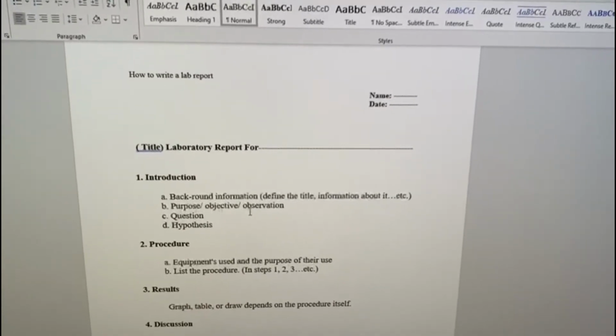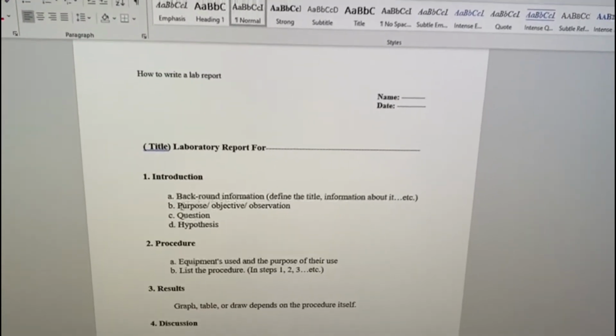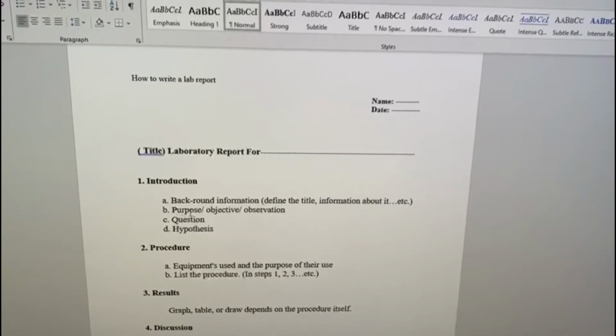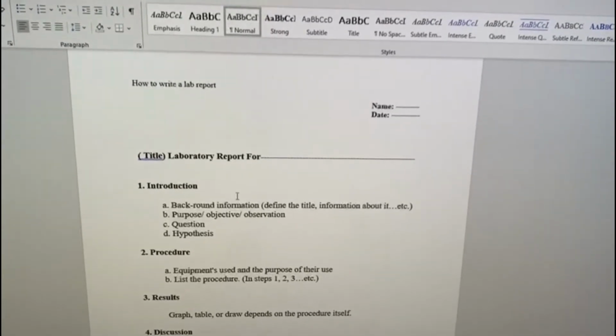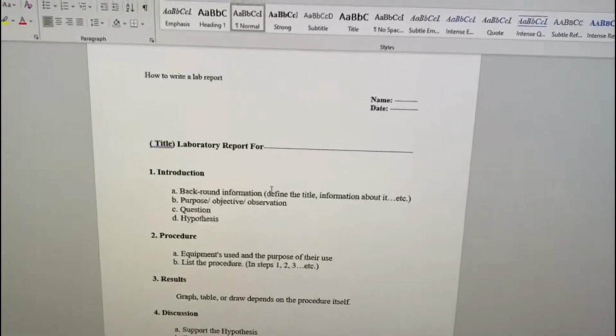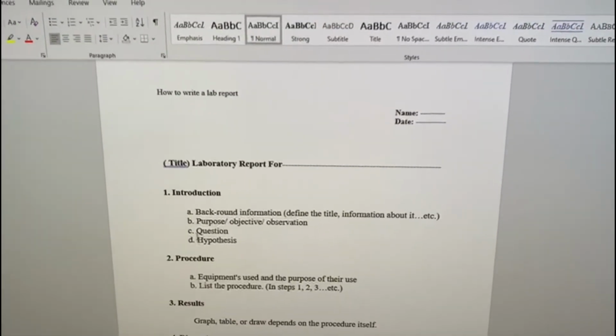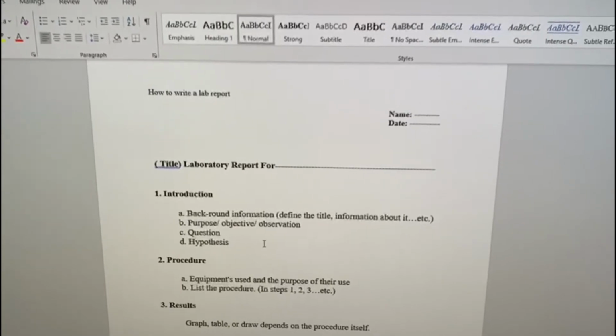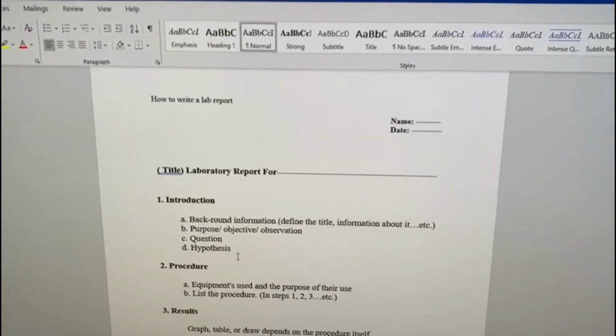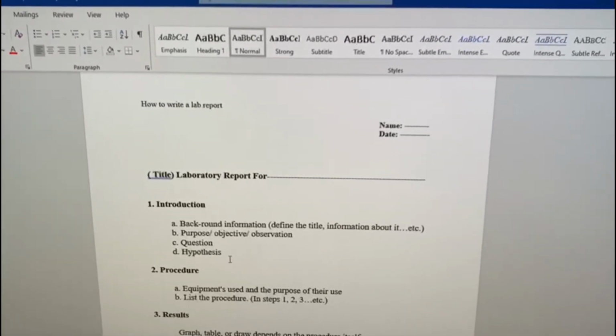Then, if you have an observation or purpose, mainly we will have a purpose of an experiment, but for today's assignment, you will observe any problem and then you will write about it. You will ask yourself a question and you will write a hypothesis. I need a minimum of 2 hypotheses.